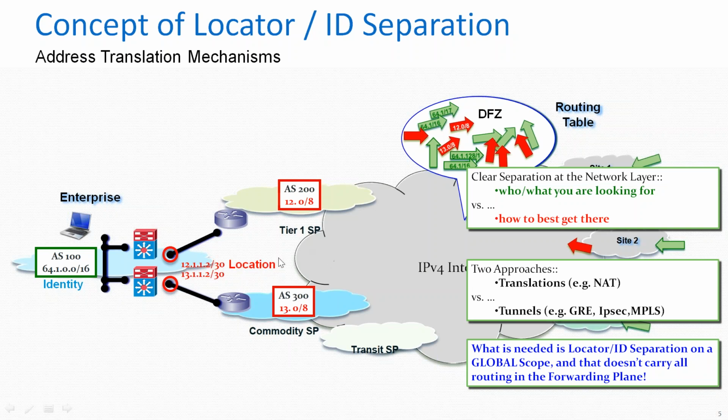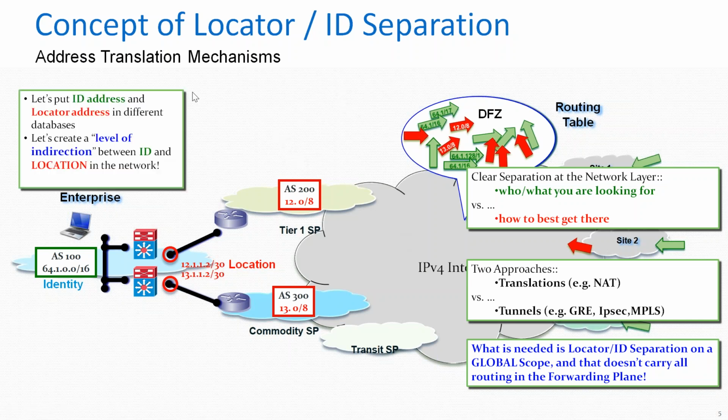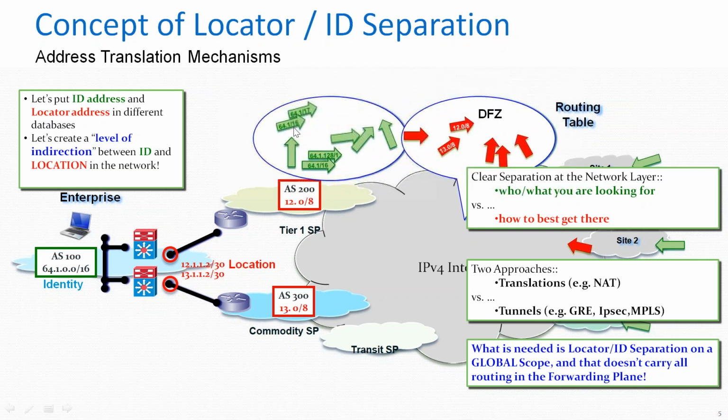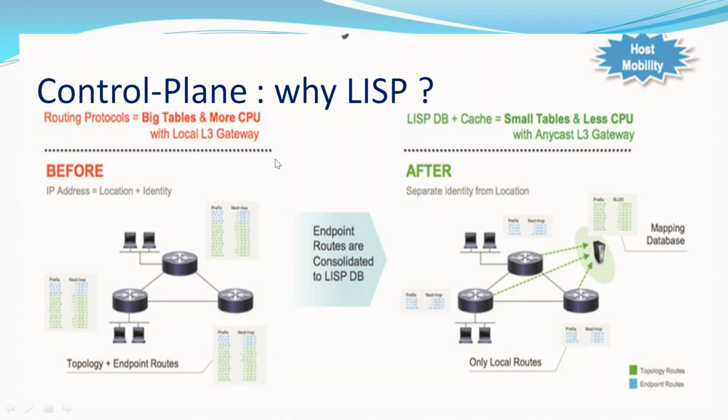You need only the host routing table, plus you need some mapping system. We'll see how it will do. But what is the use case here? The use case here is, let's put ID addresses and locator addresses in different databases. Let's create a level of indirection between ID and location. Okay, so location and ID we can have in two separate databases that will be inside a LISP mapping system. I'll discuss that as well. Then you can achieve that target.